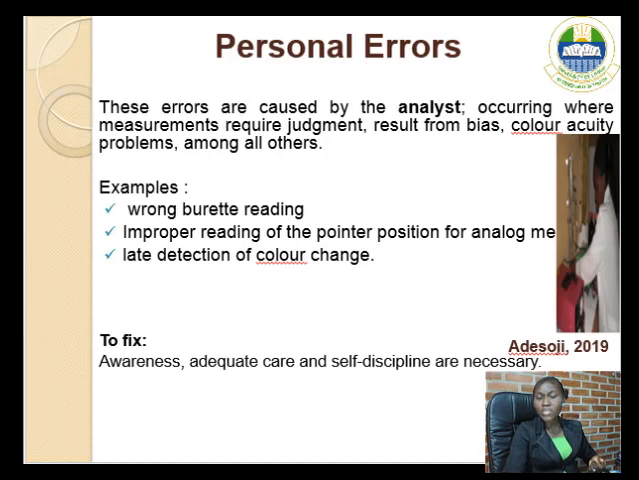Now, personal errors are also types of systematic errors. These errors are caused by the analyst, that is the person in charge of the chemical analysis, and they occur where measurements require judgment. They might also result from bias, from color problems, among so many others. For instance, when someone is colorblind, the person might engage in personal error.